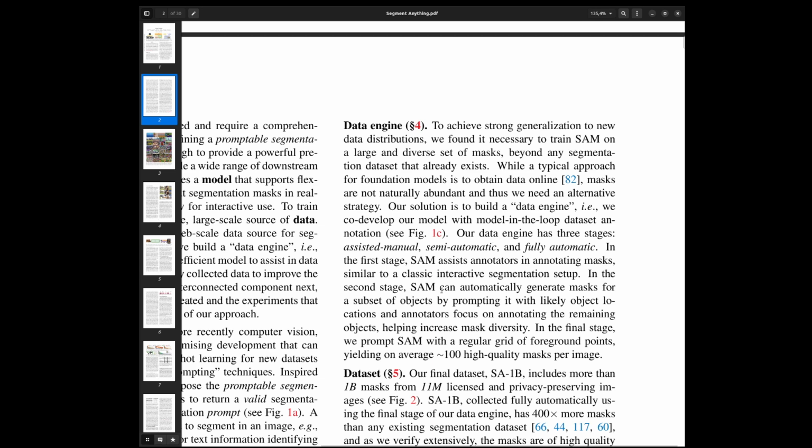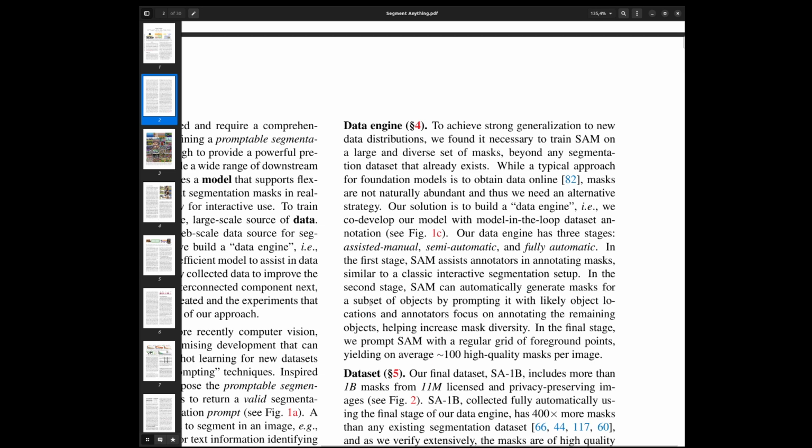In the second stage, SAM can automatically generate masks for a subset of objects by prompting it with likely object locations. Okay, and the annotators focus on annotating the remaining objects, helping increase mask diversity.